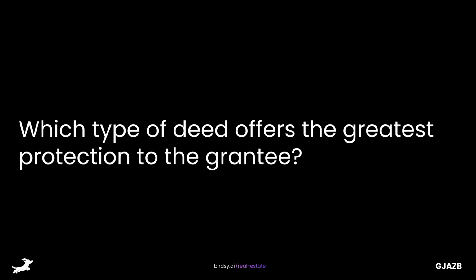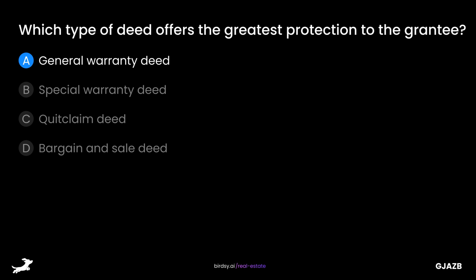Which type of deed offers the greatest protection to the grantee? Is it A, general warranty deed? B, special warranty deed? C, quitclaim deed? Or D, bargain and sale deed? The answer is A, general warranty deed.